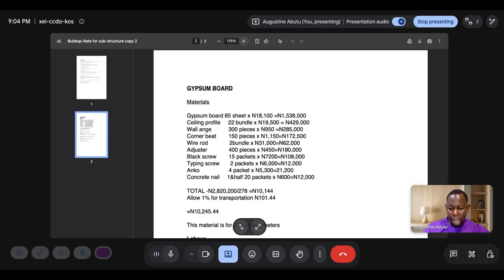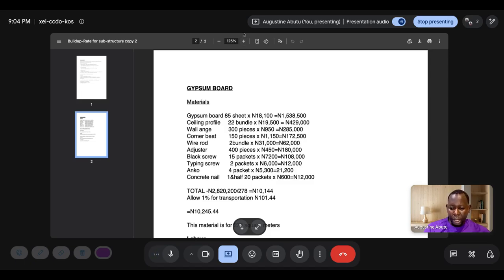Okay, so welcome back. We'll be looking at how to build up rate for gypsum board. We have different kinds of ceiling materials. We have POP, and then we have polystyrene, and then we have gypsum board. But today, I want to show us how to calculate and build up rates for gypsum board. And first of all, we'll be looking at the materials. We need to know the names of all the materials that is needed for the job.